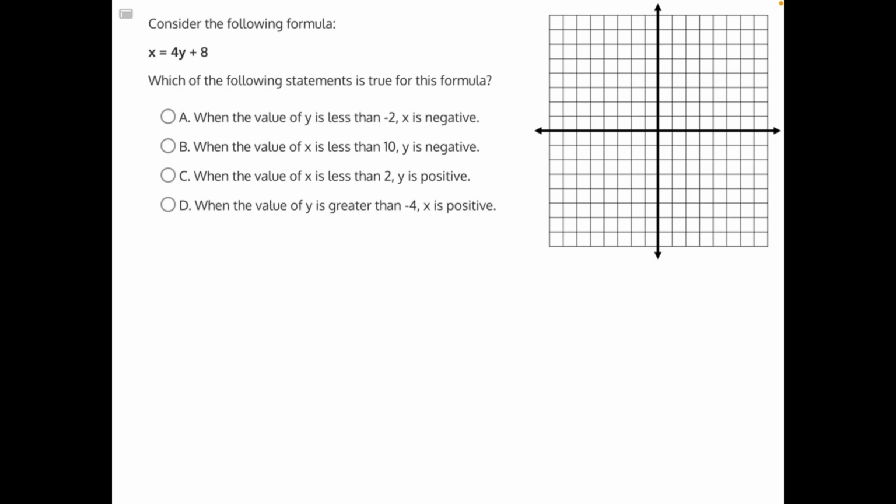Consider the following formula. Which of the following statements is true for this formula? To solve this question, we're going to need to graph it. And to graph, let's start by finding our intercepts.